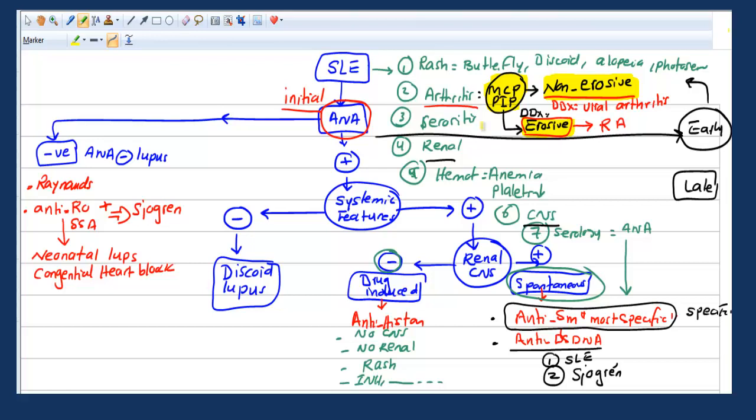Sir, I want to ask, what is the difference between the viral one and the SLE one? Both are non-erosive. Oh yeah, there is no difference. Both of them are non-erosive, but you have to get more clinical features. For example, how will you make a case like viral? It's an interesting question, but it's usually no different.